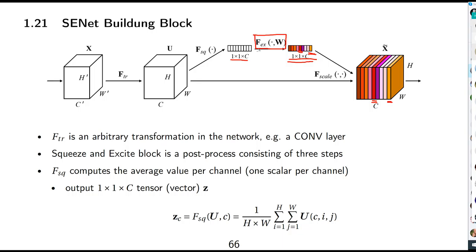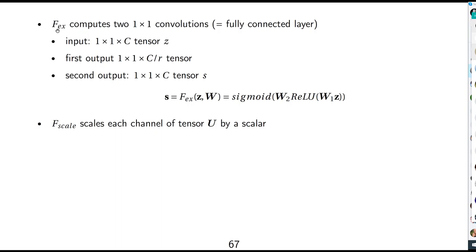But how about this block F subscript x? F_x computes two 1x1 convolutions, which is the same as two fully connected layers operating on a vector. First, we have an input that is a 1x1 times C tensor Z, and then the first output is 1x1 times C divided by R, so there is some dimension reduction, and then we go back to 1x1 by C, which is a dimension expansion.